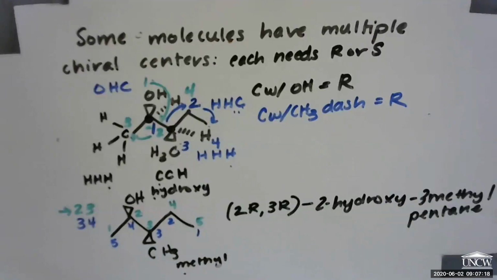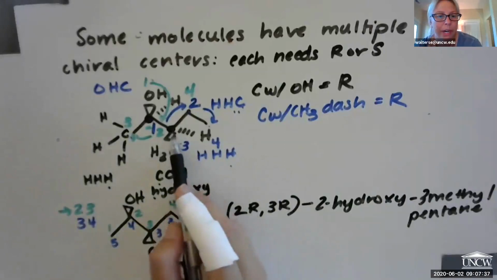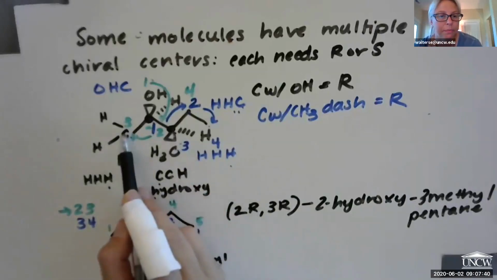The CCH on the bottom. Here. So I was comparing this carbon to this carbon. Can you see my mouse? No. Oh, okay, I'll point. This carbon is being compared to this carbon.